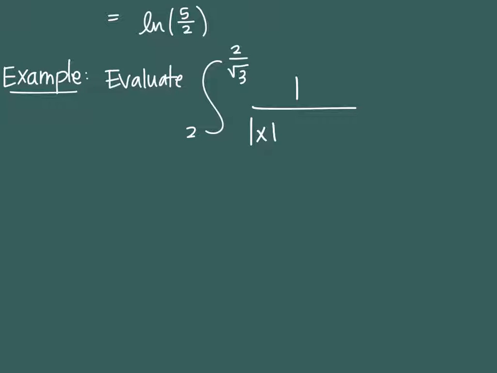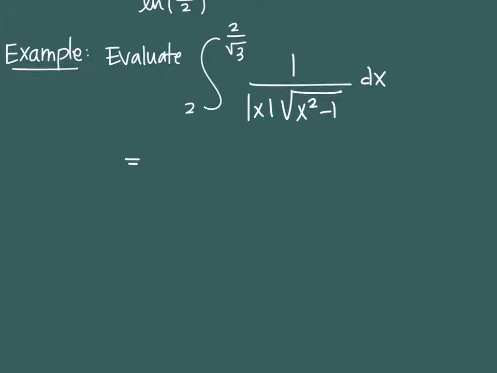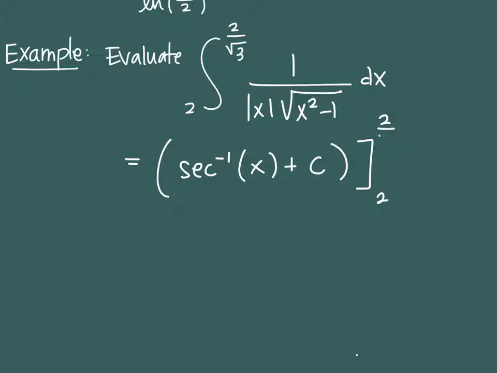So this is 1 over absolute value x square root x squared minus 1. That one should be recognizable right away to you as one of our inverse trig derivatives. So its antiderivative will be one of the inverse trig functions. Which inverse trig function is it? All right, this is secant. If it would have been negative, then it would have been negative cosecant. But this is secant inverse of x plus the constant c from the bounds of 2 to 2 over rad 3.